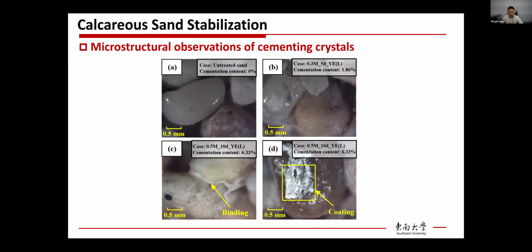Then we used SEM. For this one, we used the microscope to see the microstructure of the biocemented soil. Figure A shows the control sample without cementation. Figure B shows the sample with only a little cementation, 1.8%. In this case, we can see some cementation connecting soil particles, but not a lot. Then C and D are heavily cemented cases. So we can see quite strong interparticle cementation here, and also some calcium carbonate crystals on the surface, serving as a coating for the sand particles.